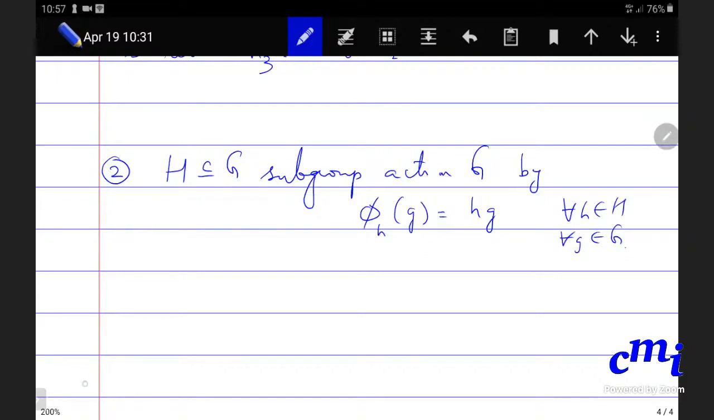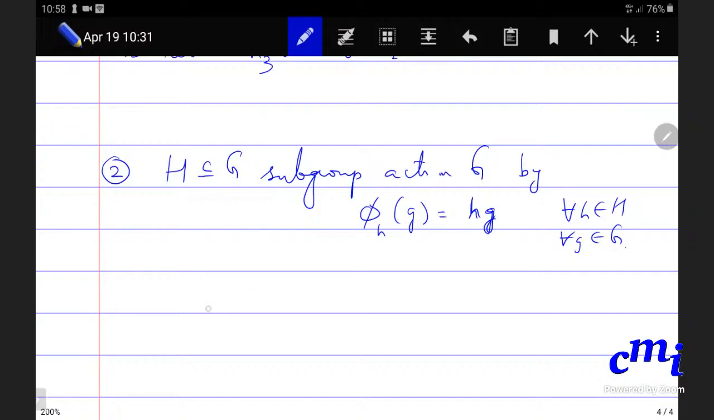The reason why I use the elaborate symbol phi H of G is that if I just wrote Hg, then it would sound like there's some tautology. It is not. I am defining phi H of G to be Hg.